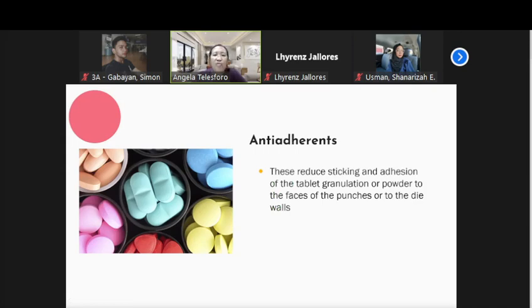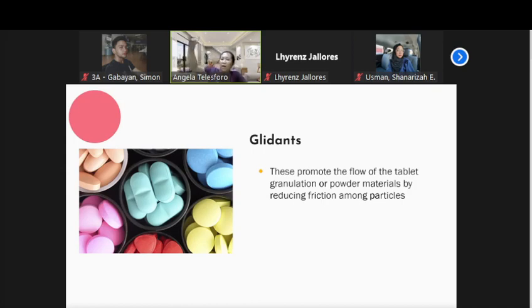Anti-adherents reduce sticking and adhesion of the tablet or powder to the faces of the punches or the die wall. Glidants promote the flowability of the granulation, so it flows more easily in the machine, and they reduce friction.